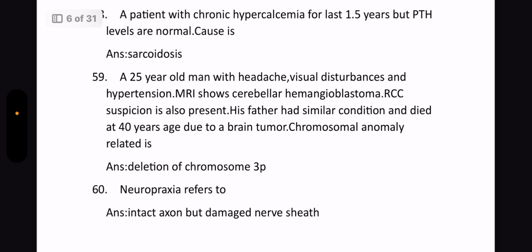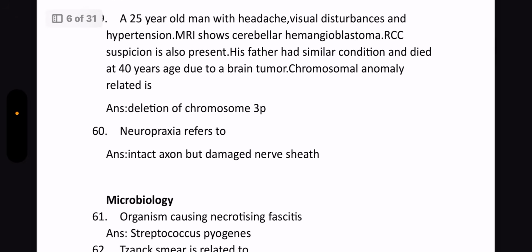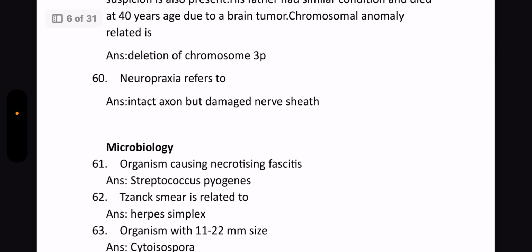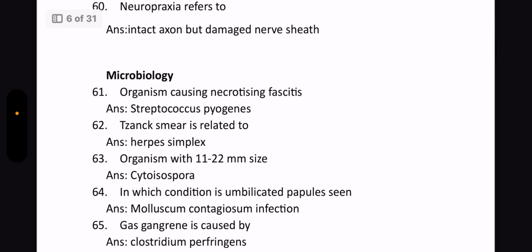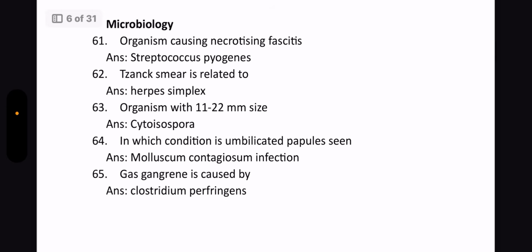Next, patient presents with chronic hypercalcemia for last 1.5 years, but PTH levels are normal. Causes sarcoidosis. Next, 25-year-old man with headache, visual disturbances, hypertension, MRI shows cerebellar hemangioblastoma. RCC suspicion is also present. Father had similar condition and died at 40 years because of renal tumor. Chromosomal anomaly related is deletion of chromosome 3p. Next, neuropraxia refers to intact axon but damaged nerve sheath.